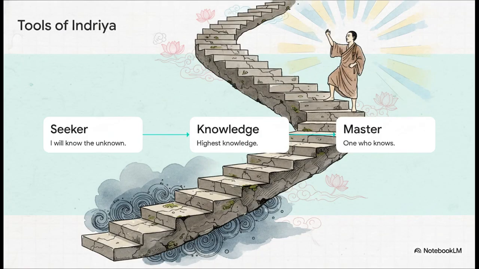And this brilliantly illustrates the progression described in the text. There are 3 specific tools. First, the tool of I will know the unknown. Second, the tool of actualized highest knowledge. And third, the tool of the one who has finished the job, one who knows. This isn't just reading a textbook, it's a person actively climbing a literal, physically demanding staircase of awakening.